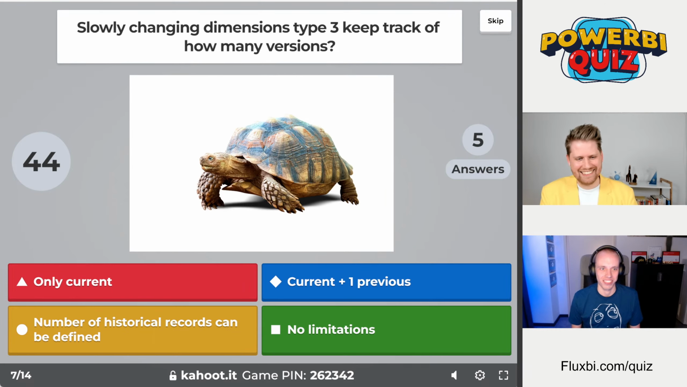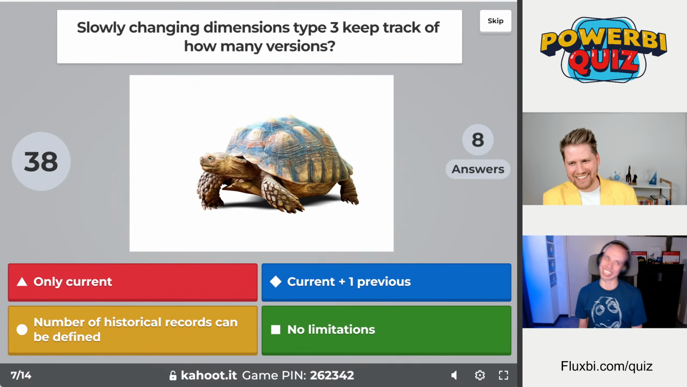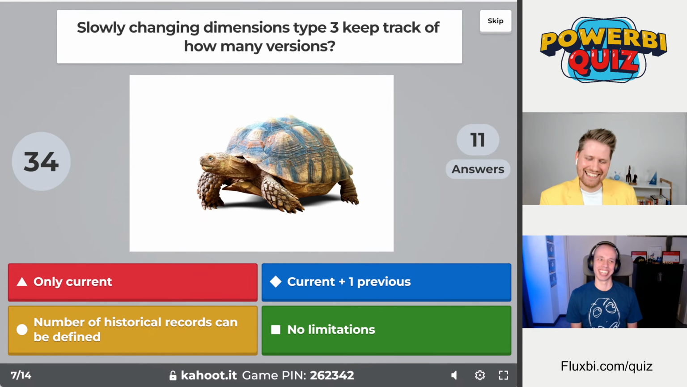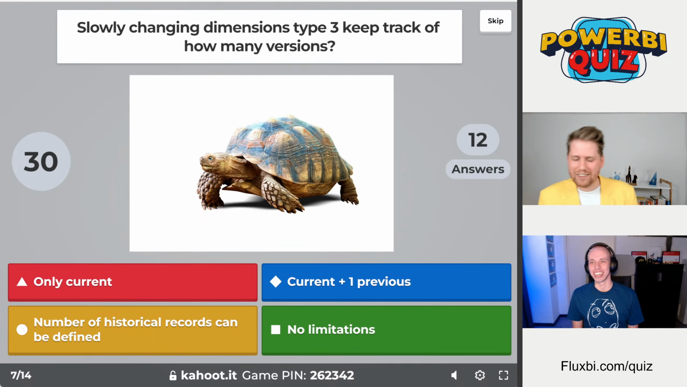Question number 7. Slowly changing dimensions: how many versions do they keep track of? Keeping track of only the current, the current plus the previous, the number of historical records can be defined, or no limitations.